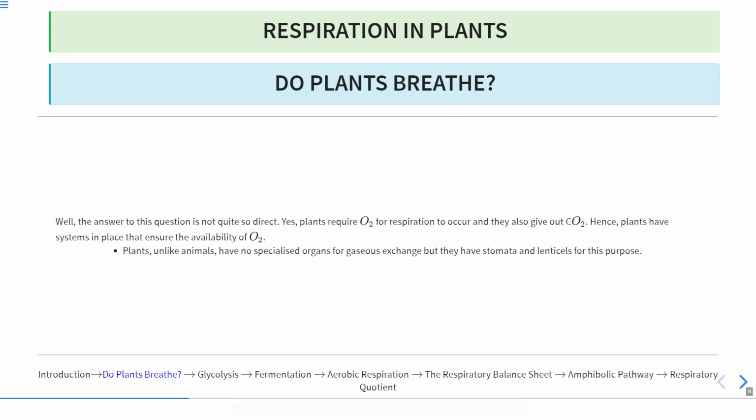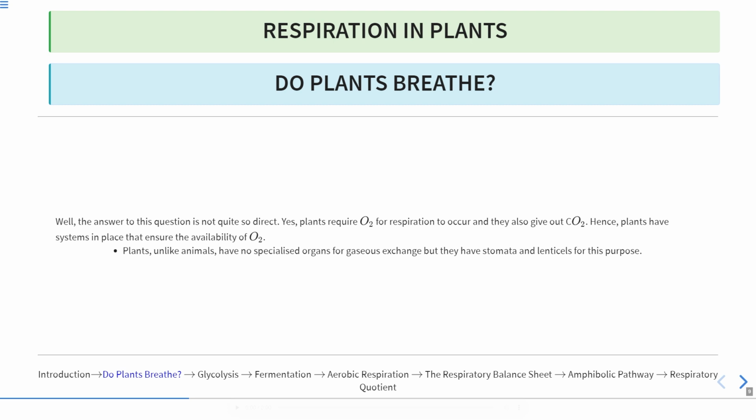Okay, so do plants breathe? Well, the answer to this question is not quite so direct. Yes, plants require oxygen for respiration to occur, and they also give out carbon dioxide, right? Hence, plants have a system in place that ensures the availability of O2.